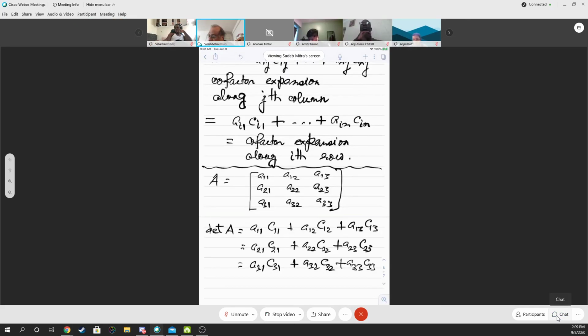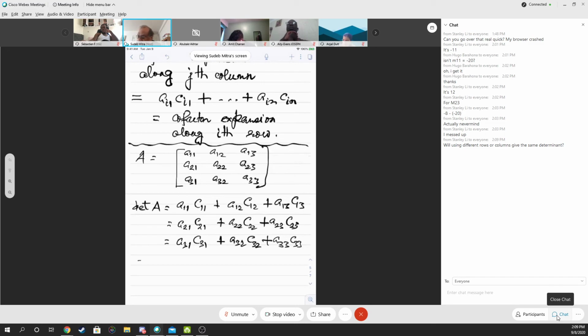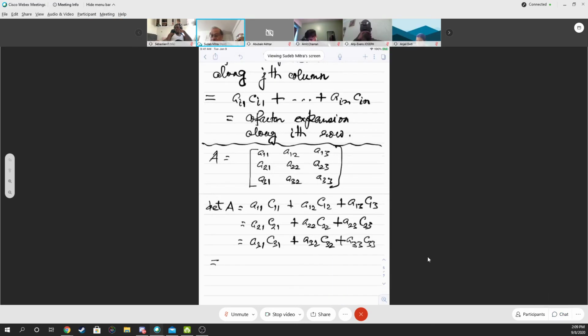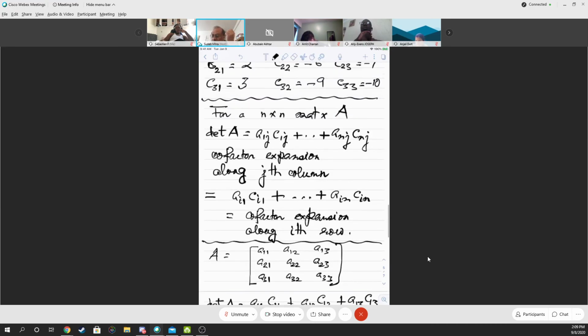These are things that we will prove later. And now do it along the column. I'm just showing you one: A11 C11 plus A21 C21 plus A31 C31, etc. So that's the way you find the determinant of A. That's the quickest way. Now let me go back to my matrix here.